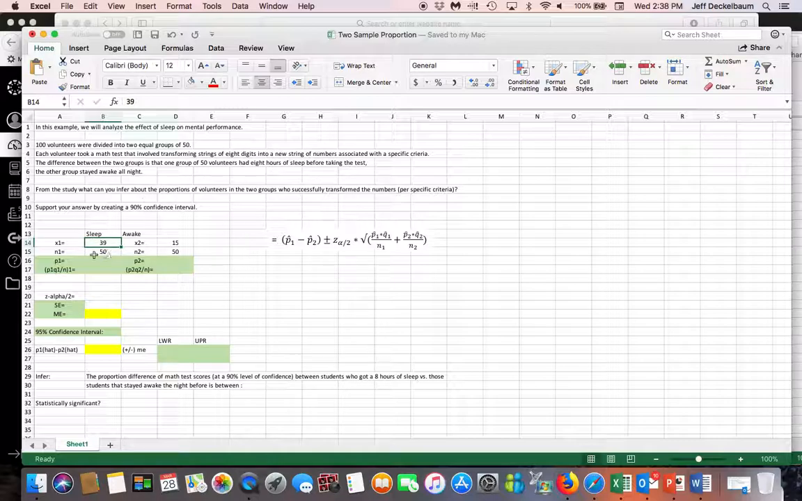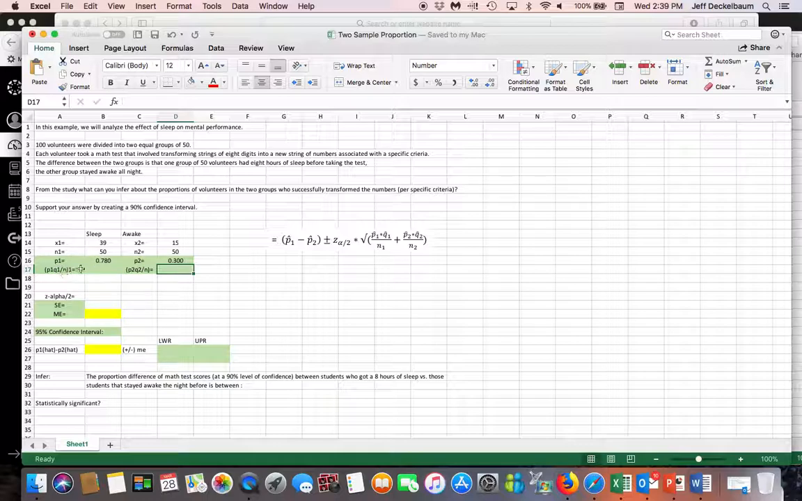So the first thing we're going to do is calculate the proportion of the students that were able to accomplish the task that slept the night before. It's just equal to x1 over n1. So that is a proportion of 0.78. Doing the likewise calculation on those students that did not get sleep is 0.30.